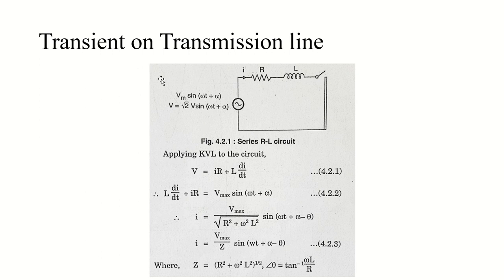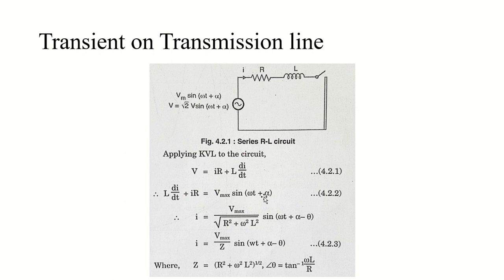But come here again and see what is the value of V. V is Vm sin(omega t plus alpha). So we will simply replace V in this equation. So we will get IR plus L di by dt is equal to Vm sin(omega t plus alpha).